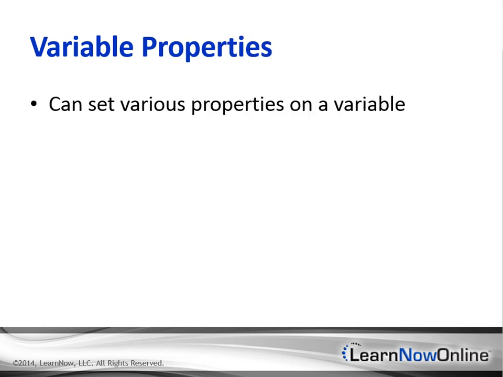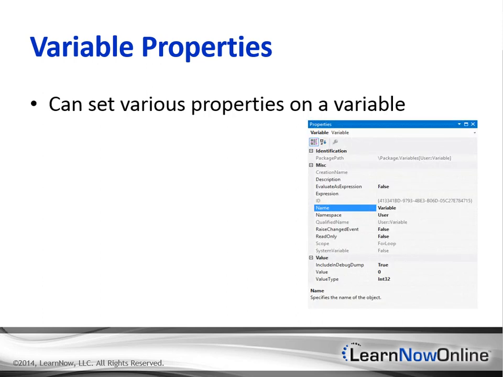Now, when you declare a variable, you can set various properties to configure the behavior of a variable. So this shows a variable's properties window, which is available when you have the variable selected within SQL Server Data Tools. The figure shows all the default values for a variable's properties, including the rather unimaginative default value for the name property. So you create a new variable, it's called variable.